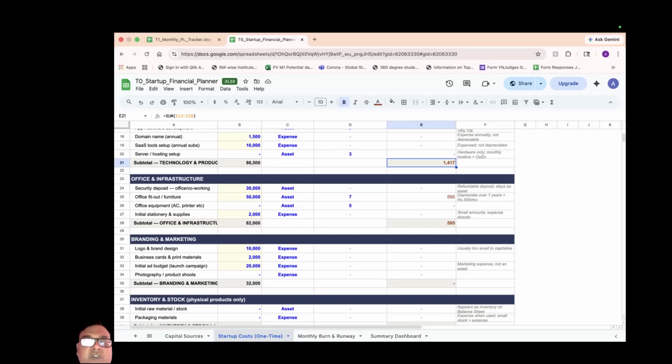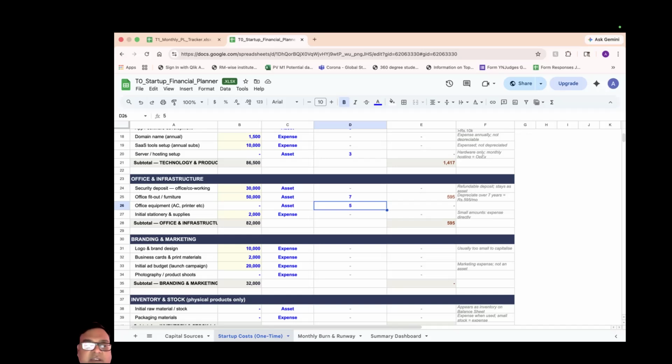Then comes the office and infrastructure. So you need to have an office space sometimes, and they take some security deposit for co-working space, whatever. So 30,000 rupees, let's assume. It depends on which city and which place you are in and what the area is. This is a refundable amount, and it stays as an asset. Then you have to do a makeover of the office, add some furniture, do some fit-outs, 50,000 rupees. If you're buying furniture, let's say 7 years is the useful life, and per month 595 rupees would be the depreciation. Then comes the office equipment, ACs, printers.